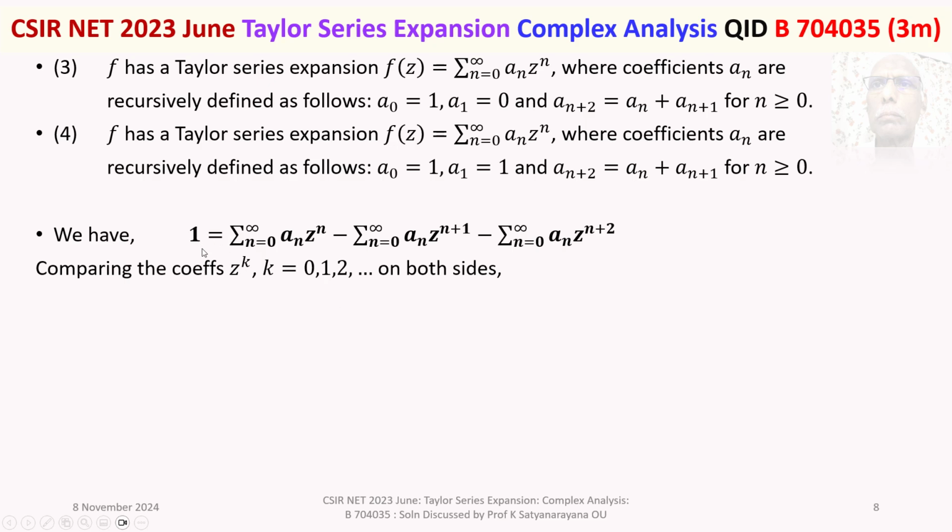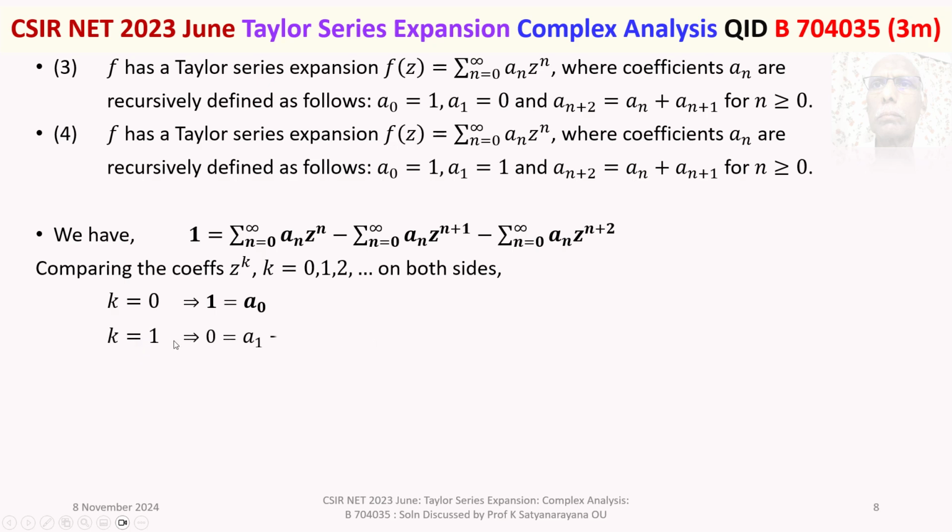When k is equal to 0, the left hand side will give you 1. What we want is z power 0. Z power 0 will arise in the first sigma for n is equal to 0. So that is a naught. 1 is equal to a naught. And z power 0 doesn't arise from the other two sigmas. So 1 is equal to a naught.